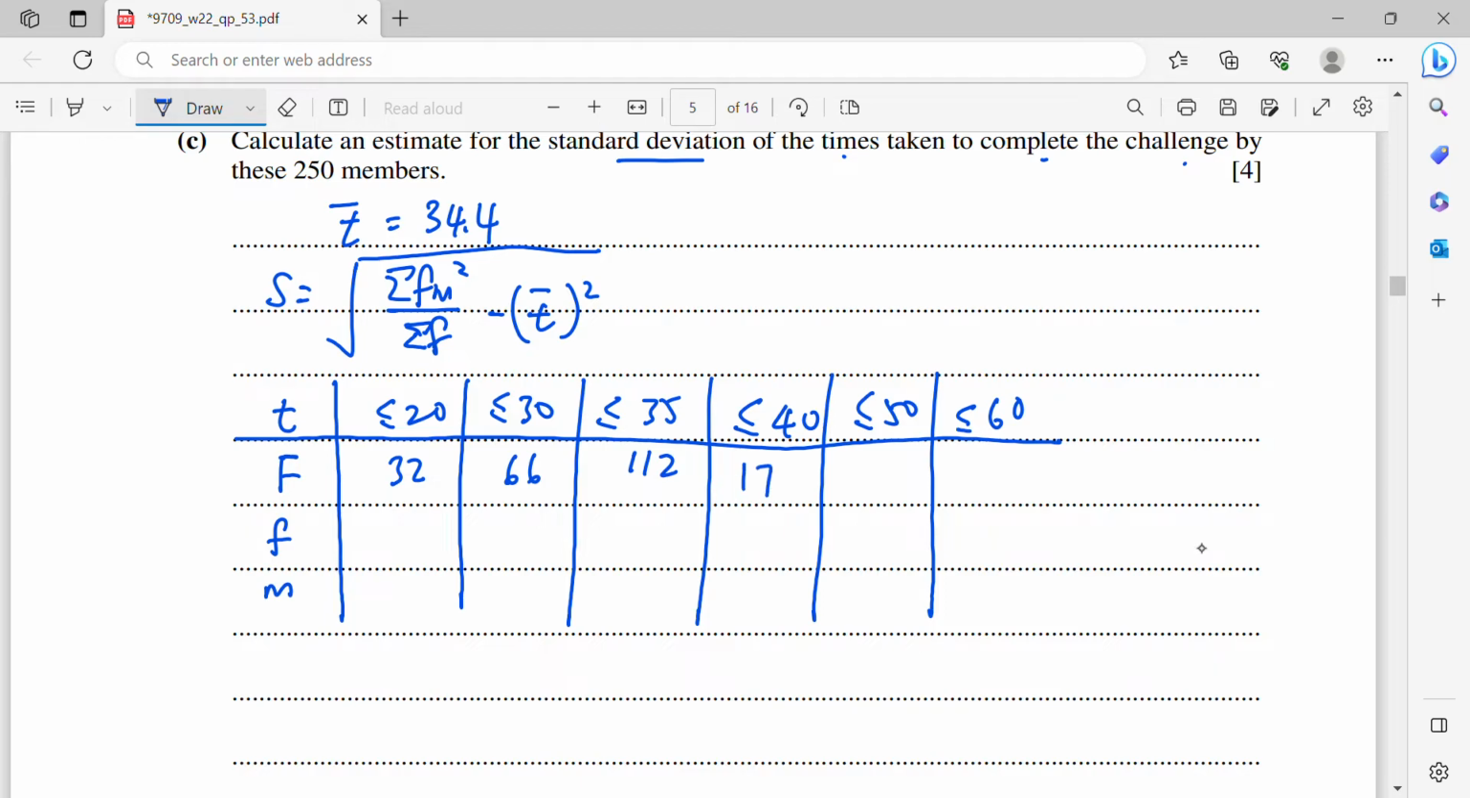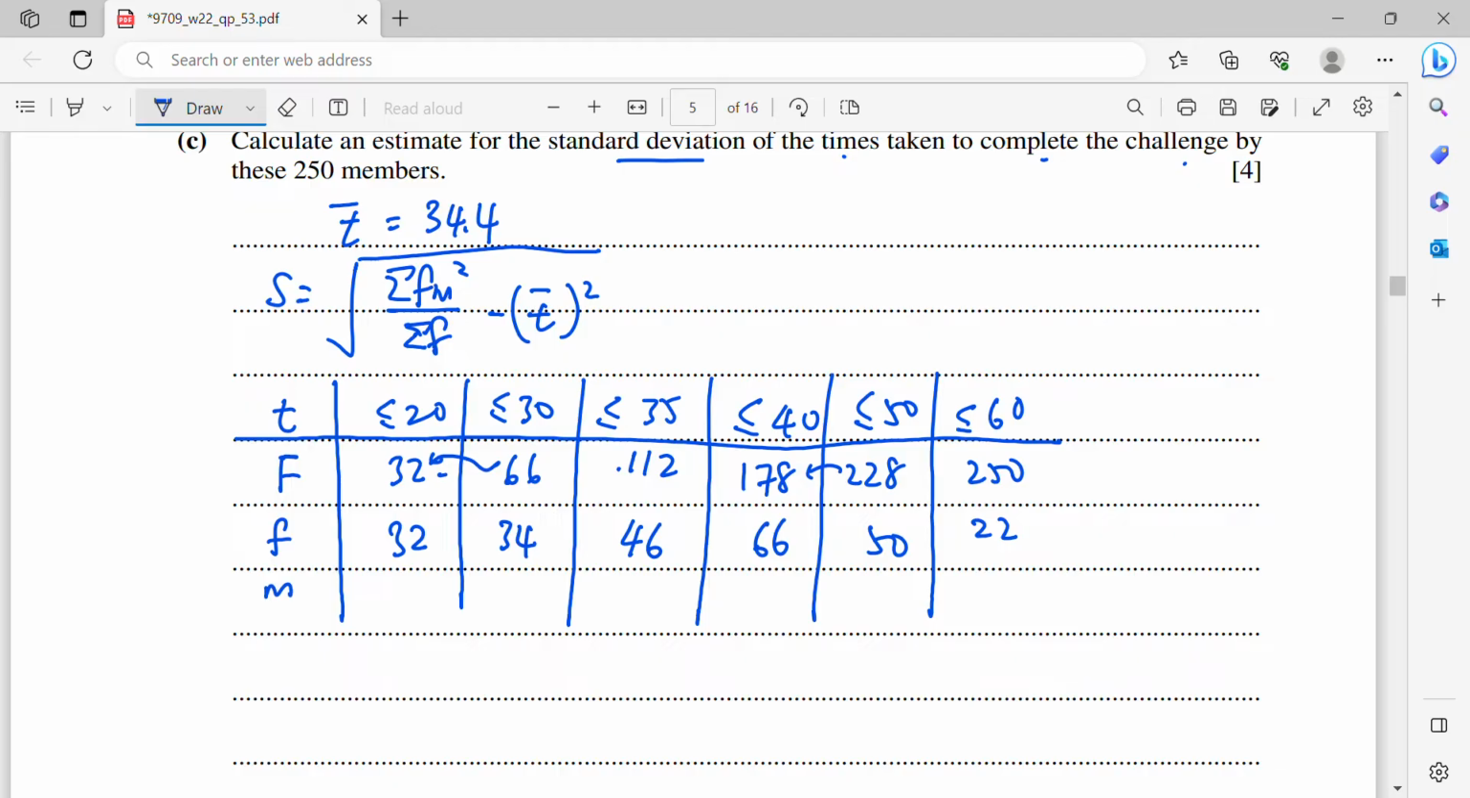So I get 178, 228, and 250. So now for my f, it is the frequency. So rewrite. Now for the second frequency, it is 66 minus 32. When you minus, you will get 34. Then 112 minus 66, you will get 46. 178 minus 112, it will be 66. 228 minus 178, it will be 50. And then 250 minus 228, it will be 22.